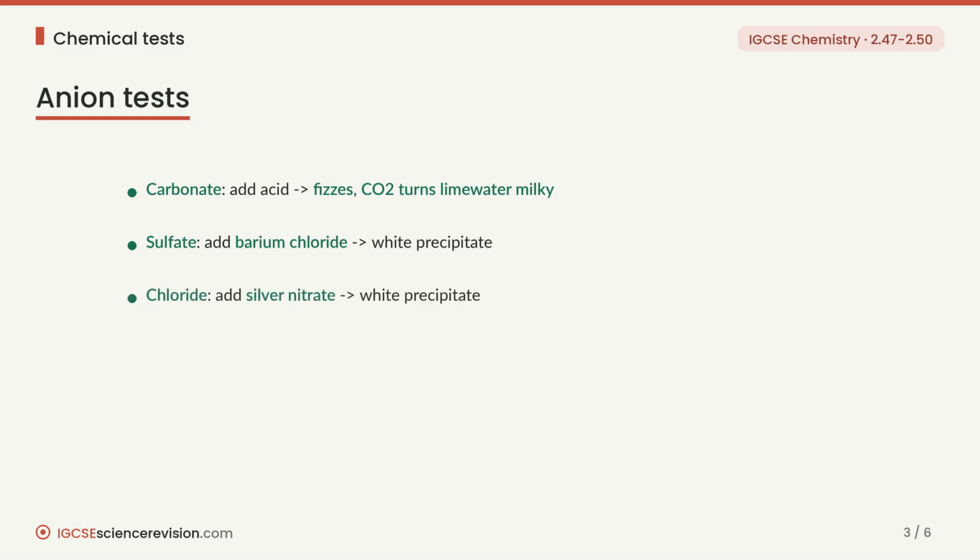For a chloride, add dilute nitric acid and silver nitrate, and you get a white precipitate of silver chloride. Bromides and iodides give the same kind of test, but different colours. A cream precipitate for bromide and a yellow one for iodide.